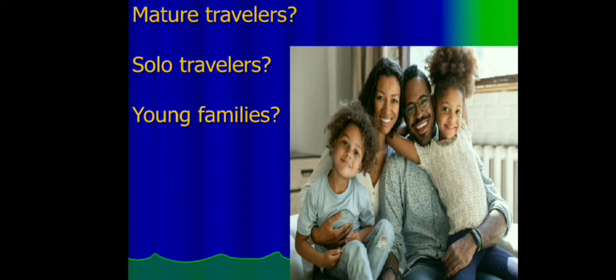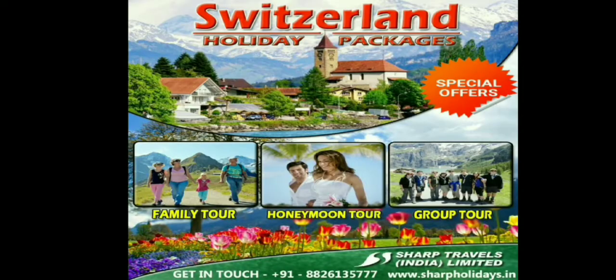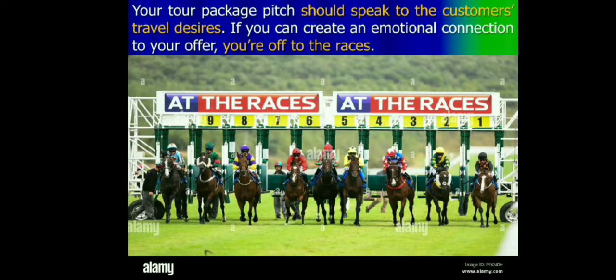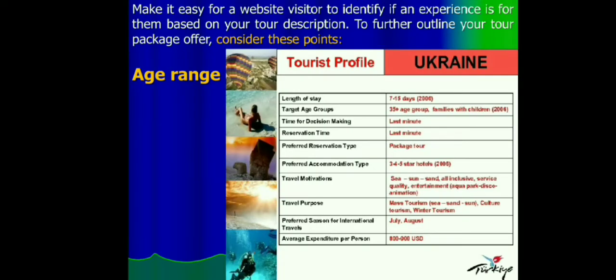On the next slide, you can see a sample of packages: a variety of packages are offered, such as family tour, honeymoon tour, group tour, and so on. Then the next step is what guests expect to see in a tour package. You have to think about some kind of unusual design that should be unlike other tour packages.